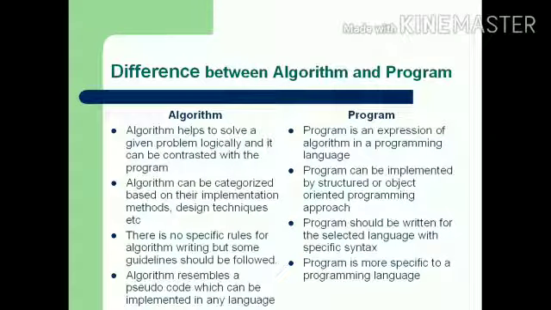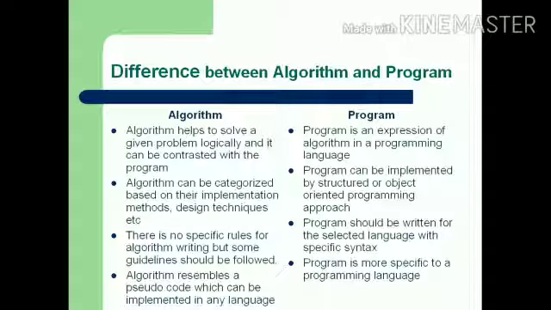Next topic is difference between algorithm and program. First point, algorithm helps to solve a given problem logically and it can be contrasted with the program. So algorithm helps to solve the problem logically, but program is an expression of algorithm in a programming language. Whatever logic we created in the algorithm, we just write in any language and express it in the form of instructions. So program is an expression, algorithm is logical steps, procedures.